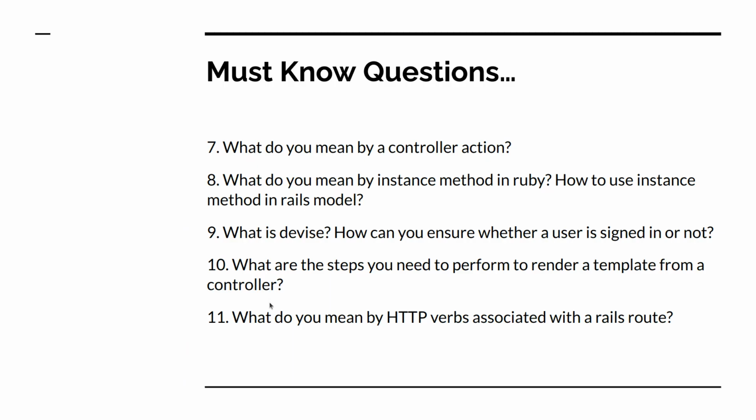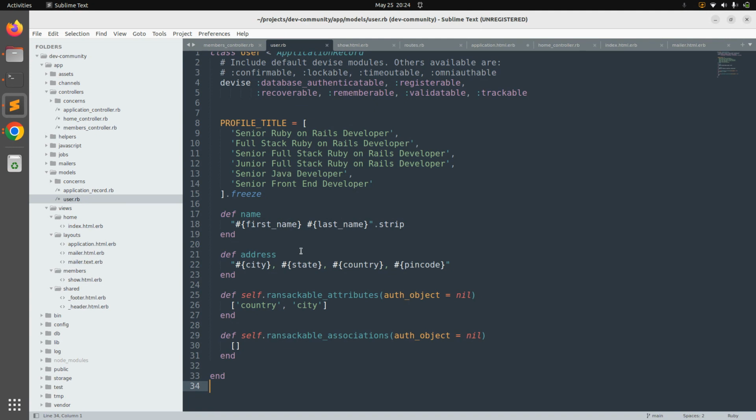Now let's come to the next question, and that is, what is Devise? How can you ensure whether a user is signed in or not? So what is Devise? We discussed that Devise is a gem or a library that is used to authenticate users in a Rails application, or to provide authentication features in a Rails application. And we also discussed a Devise helper that will ensure whether a user is signed in or not, and you can see that method in the header partial.